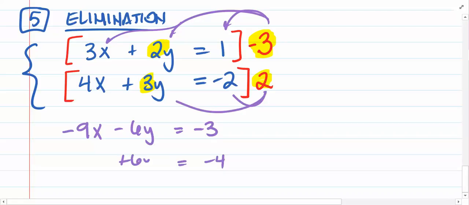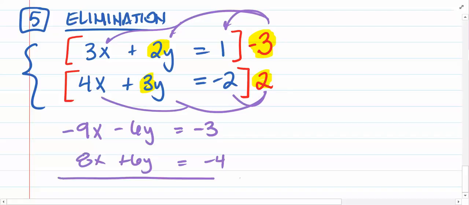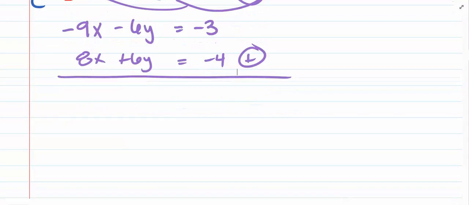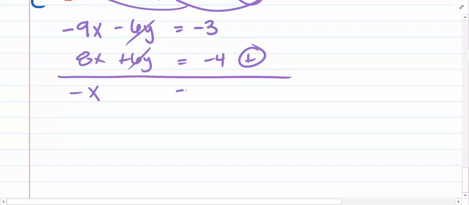Now I'm in a good position to add these up vertically, and noticing that the y's have been eliminated here. So -9x plus 8x, how much is that worth? That's worth -x. This and this cancel out. This is equal to -7. Therefore, x should probably just be regular 7. Am I done with the problem, though? No, why not?